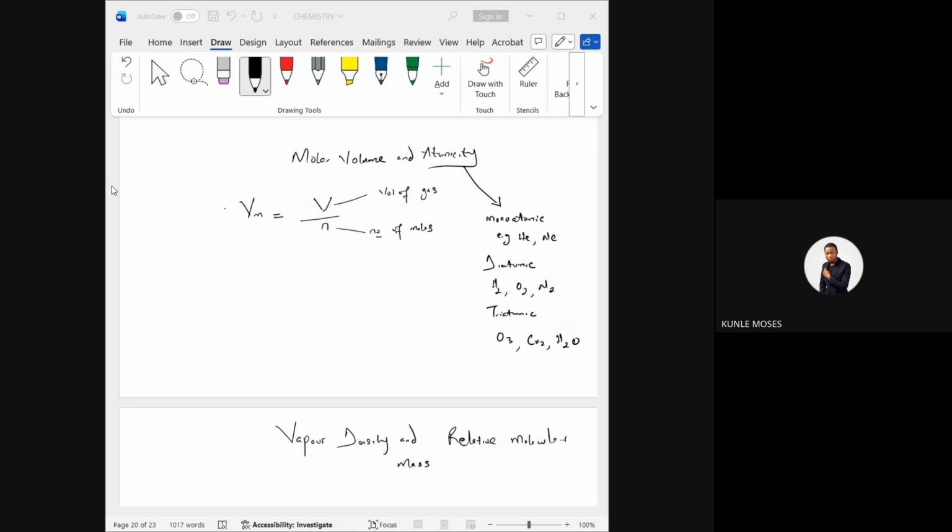JAMB will not be asking you. I've seen like 2 questions where they ask for the definition when I was going through your past questions, but it is very rare. They ask for application of your definition and your formula. Is that taken? And I gave you the general formula for molar volume, which is Vm equals V over N.